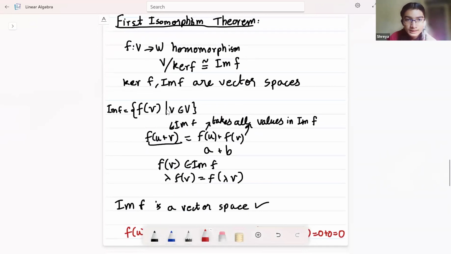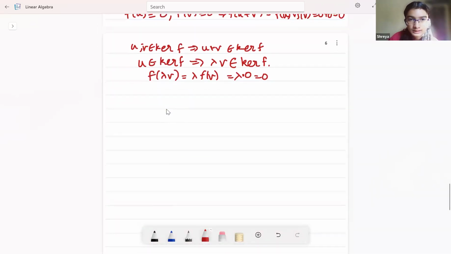So now we can look at what this means. We are saying that you take V, and the kernel of f is a subspace. Then you mod it out with the kernel of f, and we want to show that it is isomorphic to the image.